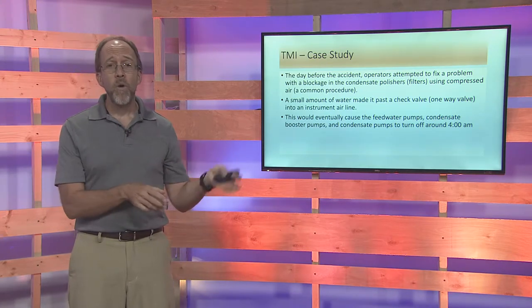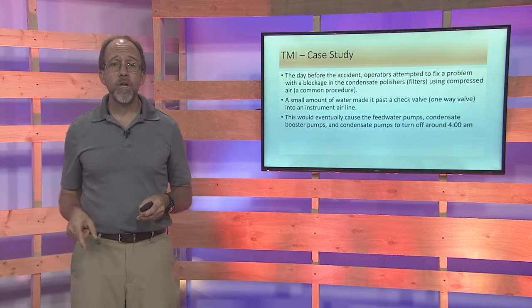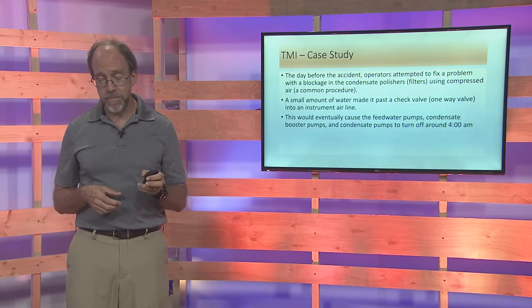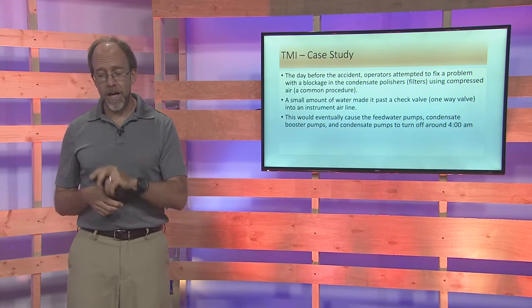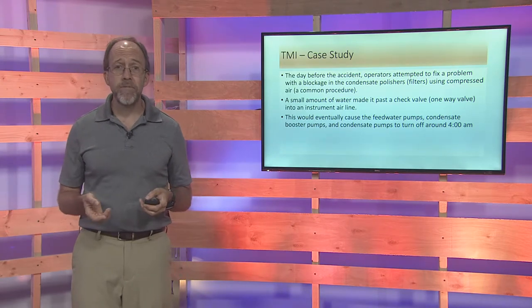Primary loop, water that goes through the nuclear reactor. Secondary loop, water that goes through the turbines. In this case, it was water. It can be any type of fluid. But pumps shut off. These are the feed water condensate boosters and the condensate pumps, and they're shutting off.